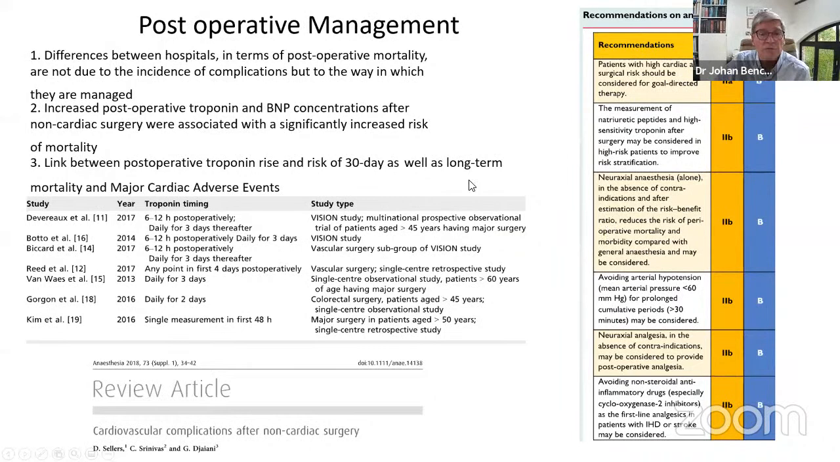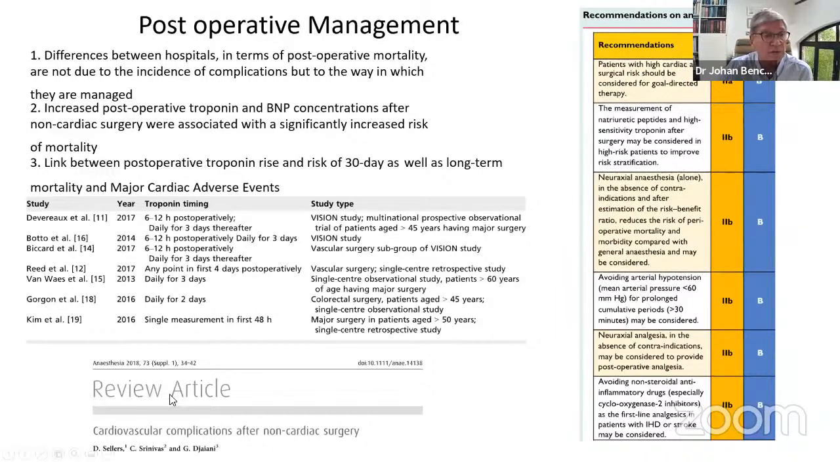Post-operative management is important, and we'll be finishing in a few minutes' time. The difference in post-operative mortality between hospitals is not due to the incidence of complications, but the way in which they are managed. And so you've got to pick them up early. For post-operative ischemia, the MIs take place within the first 24 hours most of the time, the fatal MIs or the bad outcome MIs.